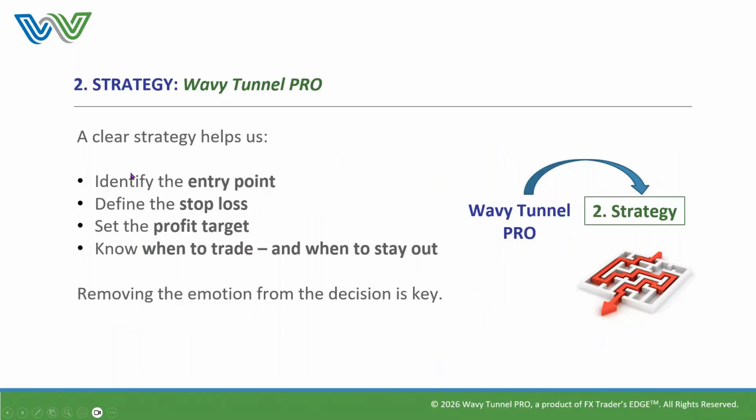And that brings us to the second part, our clear strategy. A clear trading strategy helps us to identify the entry point, to find the stop loss, set the profit target, and know when to trade and when to stay out. Removing the emotions from the decision is key. Now, in our strategy, we have 6 Wavy Tunnel Pro setups, which I'm going to share with you today.